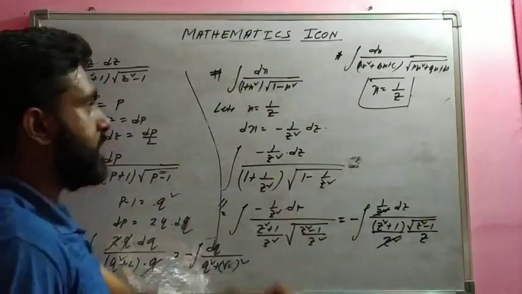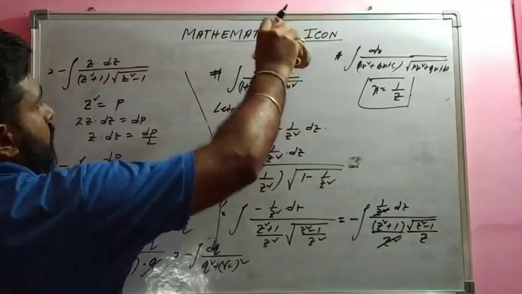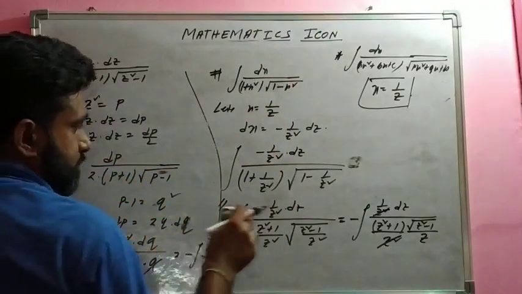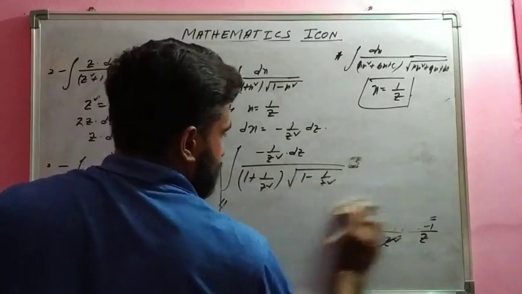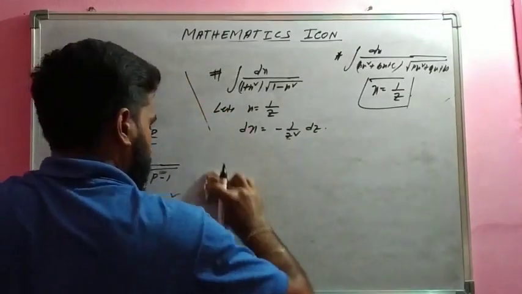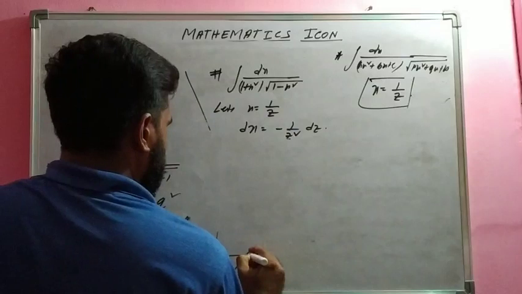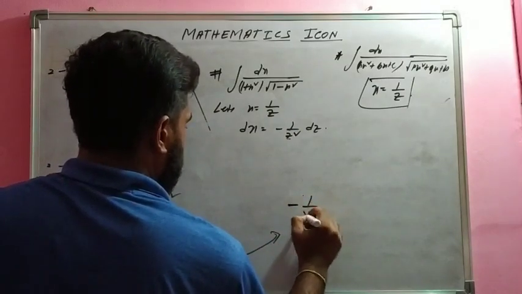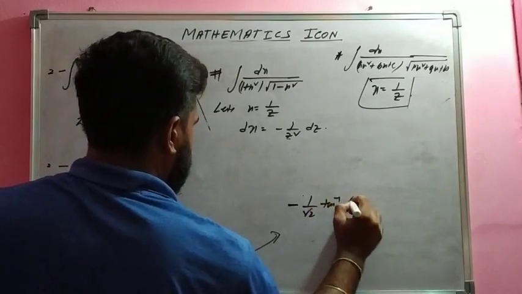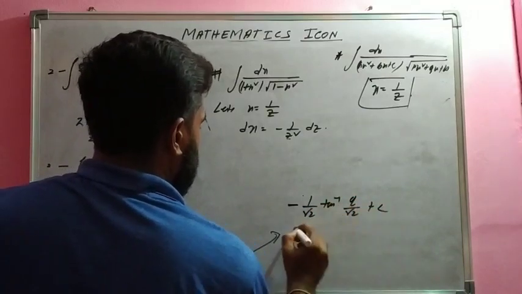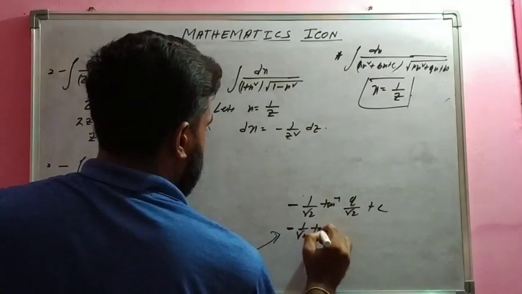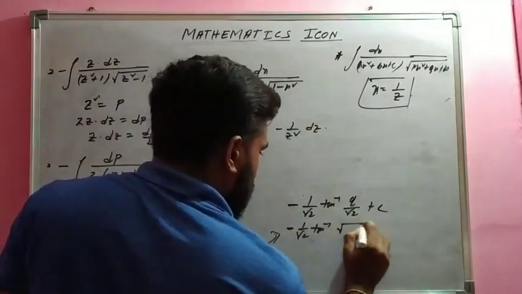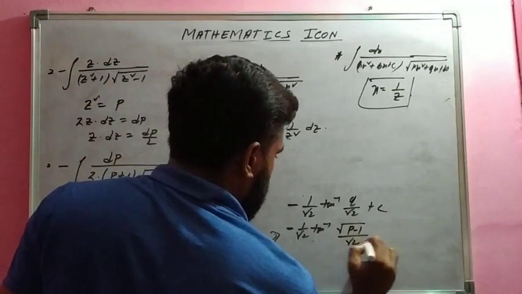Now you can use the formula here. So minus 1 by a tan inverse x by a plus c. So minus 1 by root 2 tan inverse q. Q means root p minus 1, so root p minus 1 by root 2 plus c.